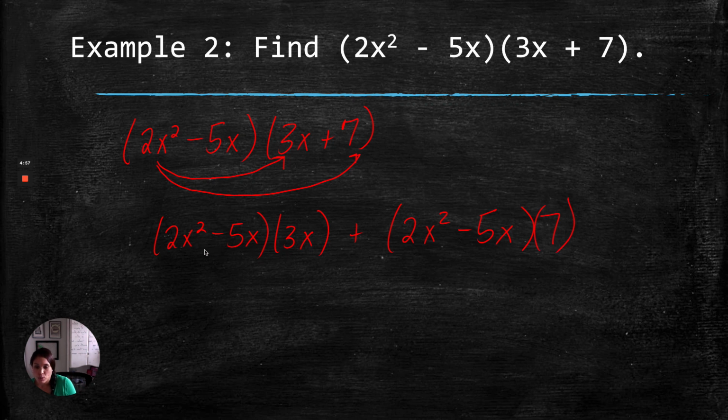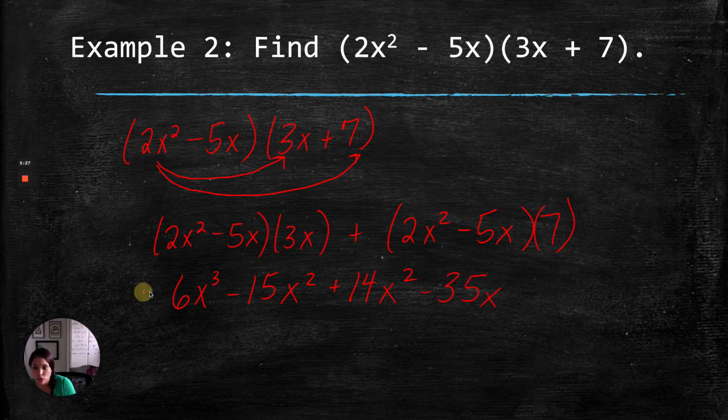So let's distribute this. 3 times 2 is 6, and then x times x squared is x cubed. 3 times negative 5 is negative 15. X times x is x squared. And then I add 2 times 7 is 14, and then bring down the x squared. 7 times negative 5 is negative 35, and bring down the x.